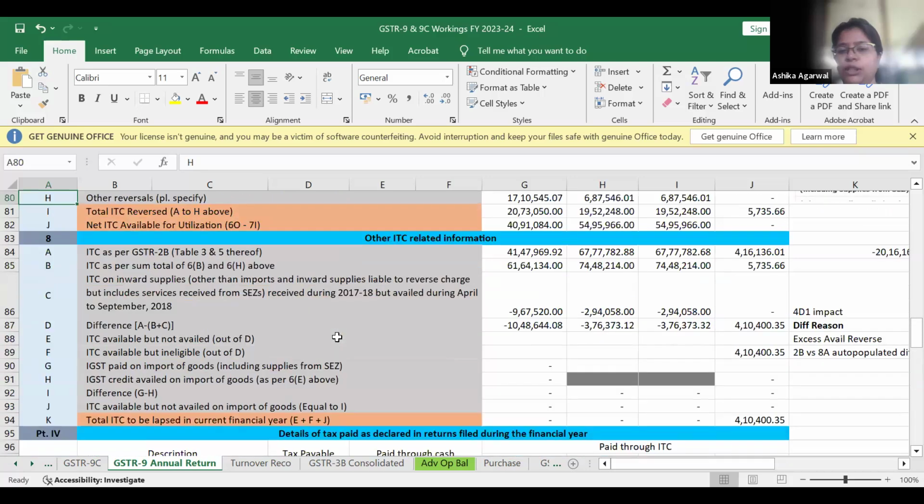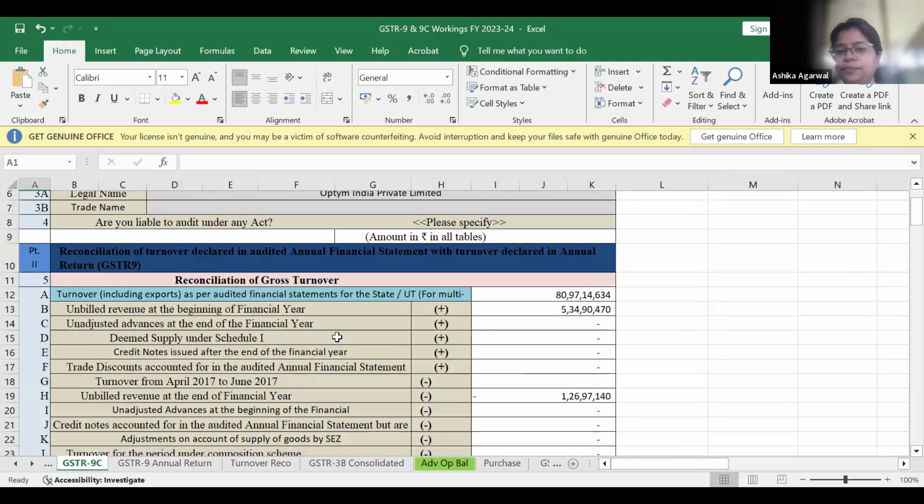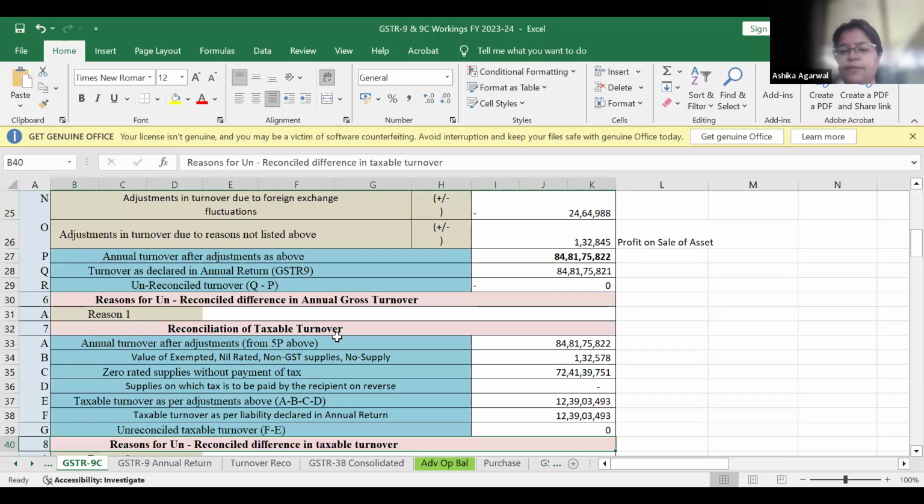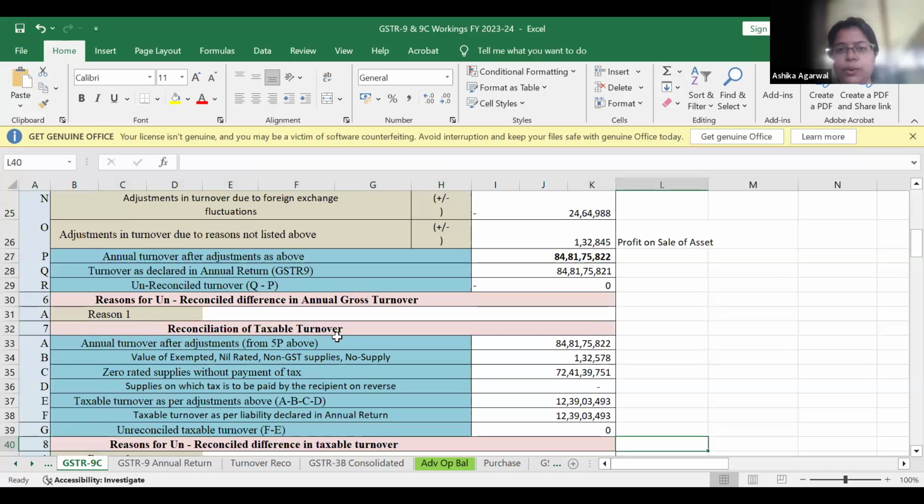So this is all about GSTR-9 and 9C, which we have discussed now. We will quickly move into the questions session. Whoever has a query can ask, so that we can move to our technical session of today. Members can unmute and ask their query. Maybe you can put your questions in the chat. The team will take them.